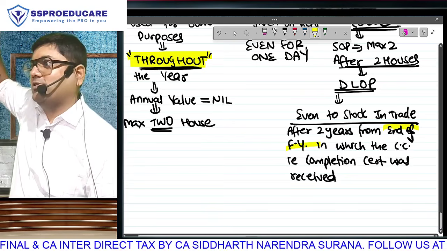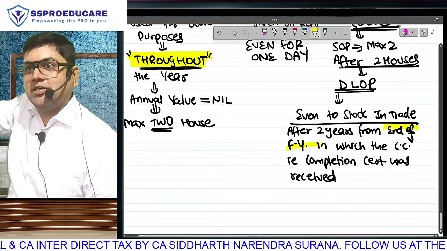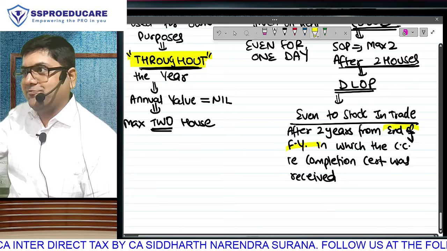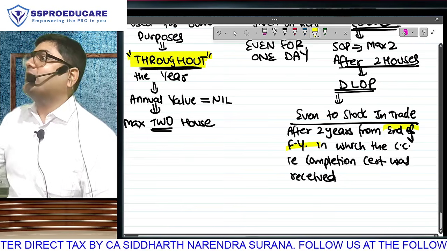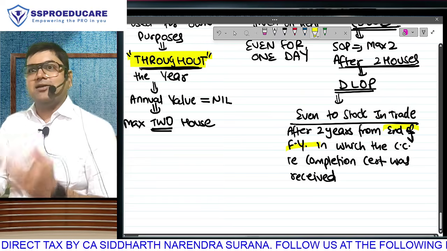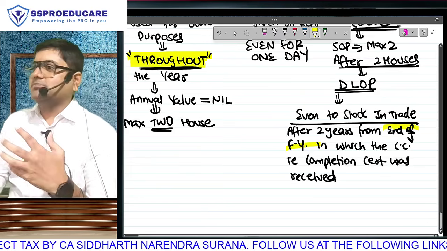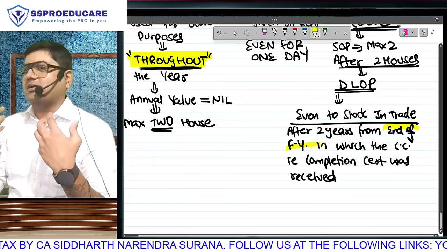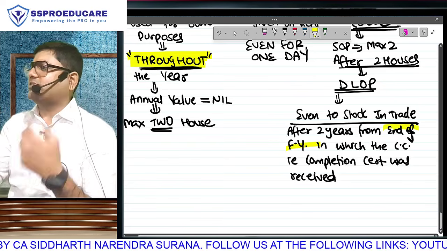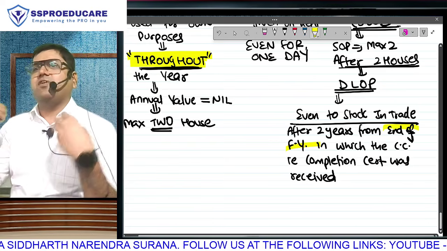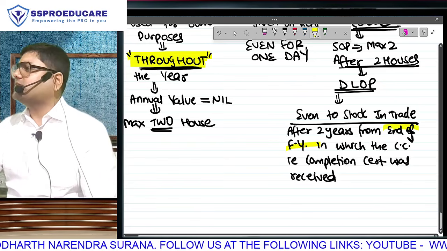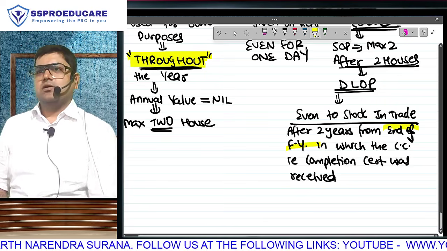CC was received 2 years ago, so they will try to get rid of properties from here, because they also know in April if this property remains unsold, without getting anything DLOP will start. So better to sell as early as possible. Give some scheme, say we will cover your stamp duty in this price, or discount we are giving, subvention scheme, we will get loans for you. All the offers will start as March comes closer.